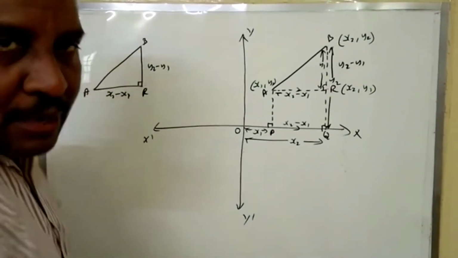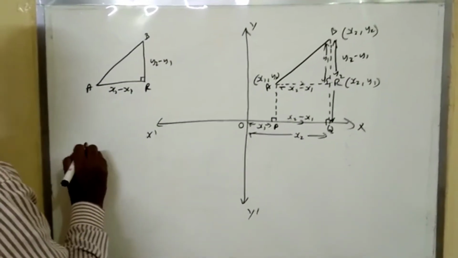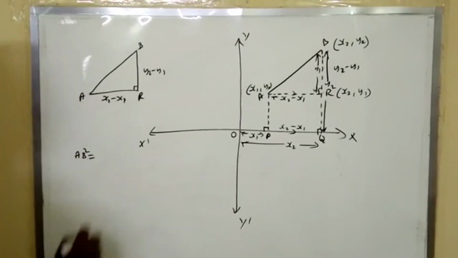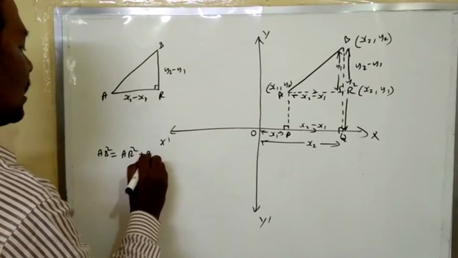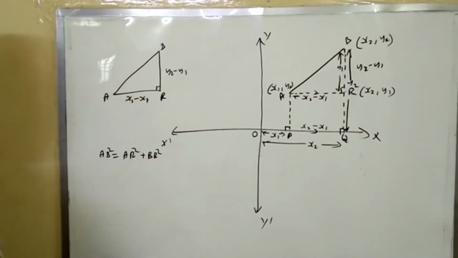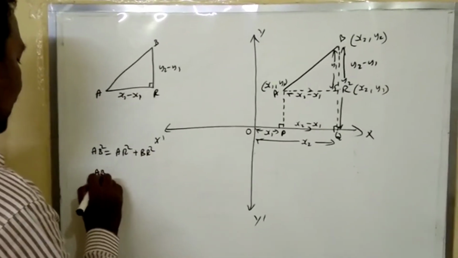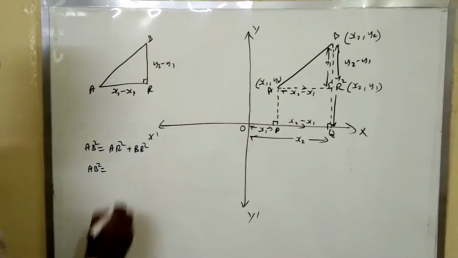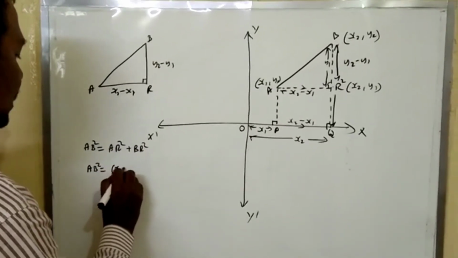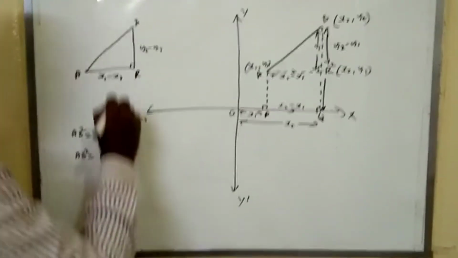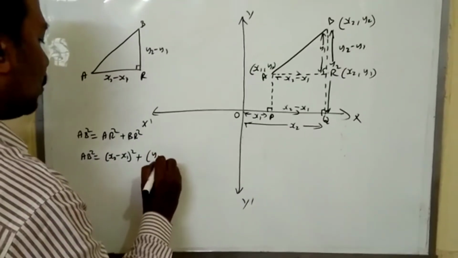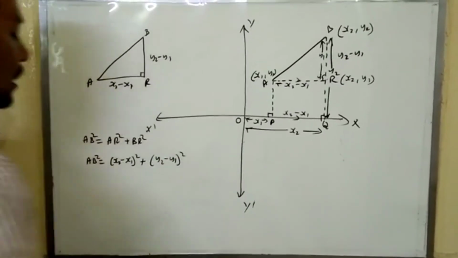Now apply the Pythagoras theorem. What is it? AB square is equal to AR square plus BR square. So AB square is equal to, what is AR? x2 minus x1 whole square, plus, what is BR? y2 minus y1 whole square.